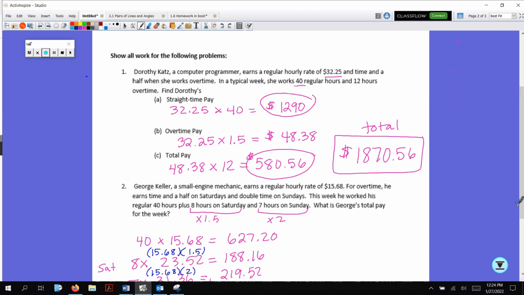Down below here, there's a couple things happening. So first, the straight time, just like the chart above, you take their hourly rate times the number of hours worked equals straight time pay.